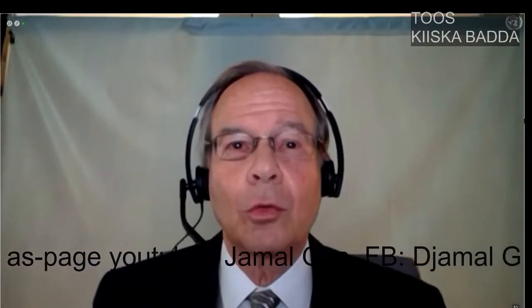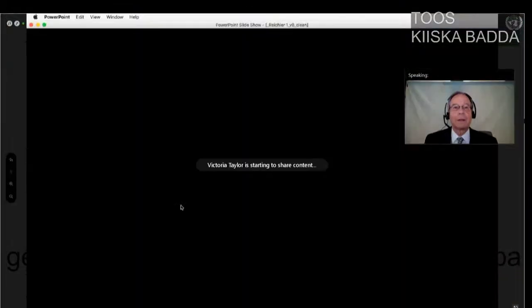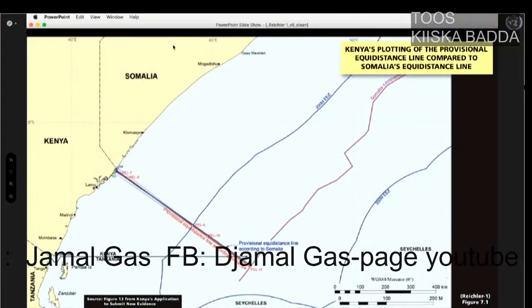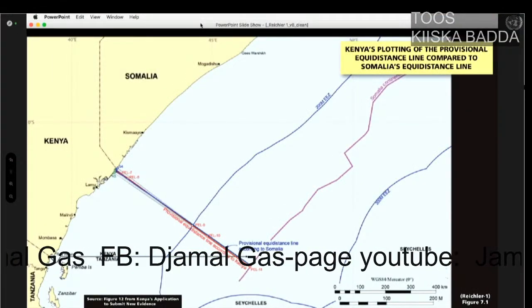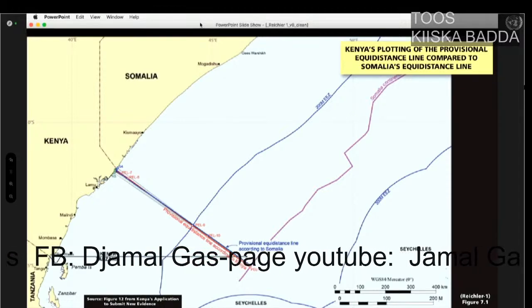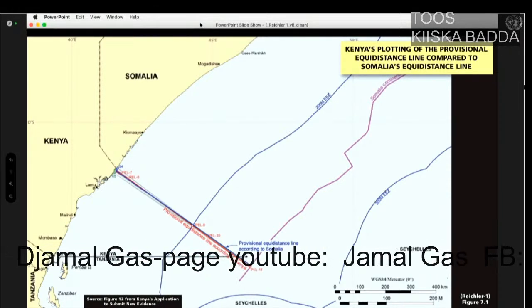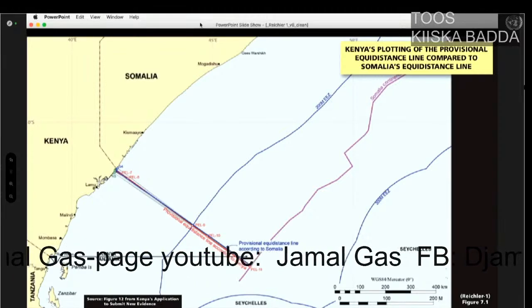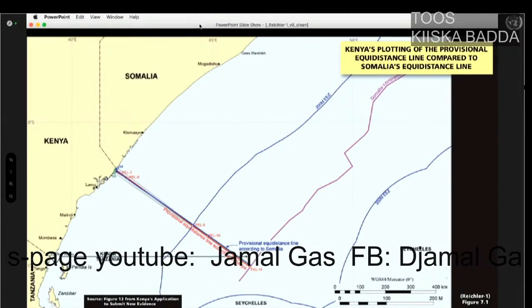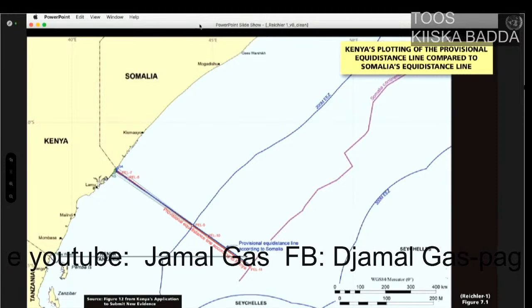Second, Kenya determined the appropriate base points from which to construct an equidistance line based on the British Admiralty Chart and CARIS software, and it supplied the coordinates of those base points. Third, it constructed its own provisional equidistance line. This slide, which is also at tab 52, shows the resulting equidistance line alongside Somalia's equidistance line, which we have superimposed on Kenya's chart. As you can see, there is very little difference between the two equidistance lines.